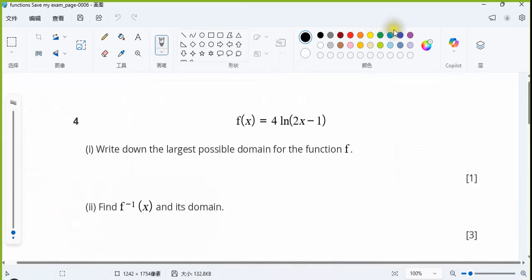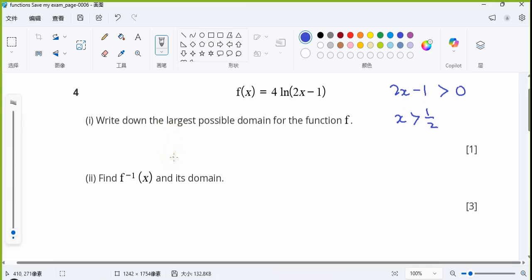Question number 4. Write down the largest possible domain for this function. So 2x - 1 is greater than 0. So x greater than half will be the domain.